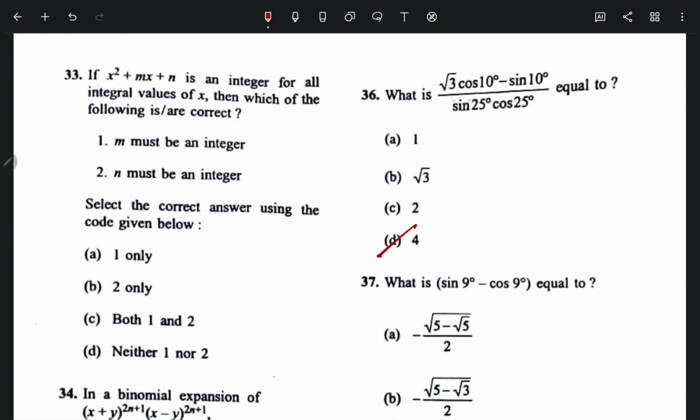36, it is D. In this, you have to apply the rule of sine 2a, and root 3 you have to take as tan 60. Then you have tan 60 and cos 10. You write tan 60 as sine 60 by cos 60. You take the LCM, and in the numerator also you will have the same thing. It will get cancelled, and finally you will get the answer to be 4.